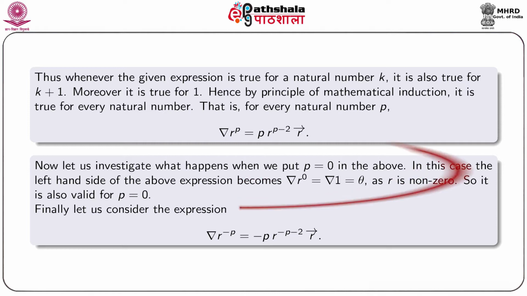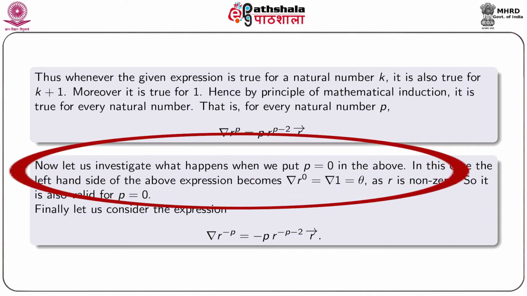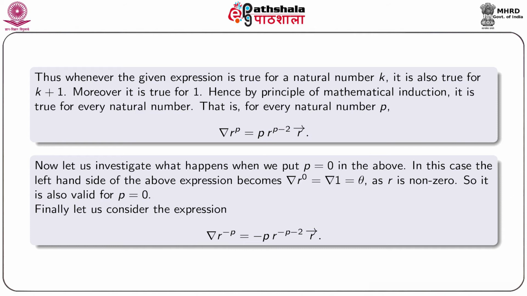So, first of all, let us investigate what happens when we put p equal to 0 in the above expression. The left hand side of the above expression becomes gradient of r to the power 0. Here r is non-zero. So, we have gradient of 1, that is the 0 vector. And if we look at the right hand side, it contains p which is 0. So, right hand side is also well defined and 0. So, this expression is valid whenever we assume p equal to 0.